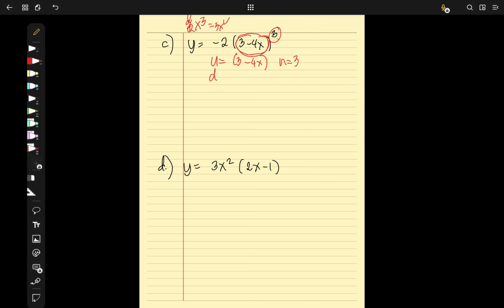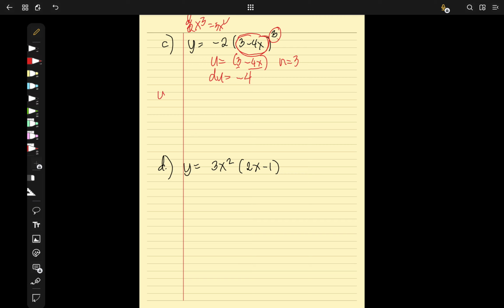Then, the derivative of u with respect to x is, the derivative of 3 is 0. Derivative of negative 4x is negative 4. So, therefore, the derivative of y with respect to x, or simply y prime. Let's set the constant aside first. We don't have a problem with the constant yet. We can just multiply it next.